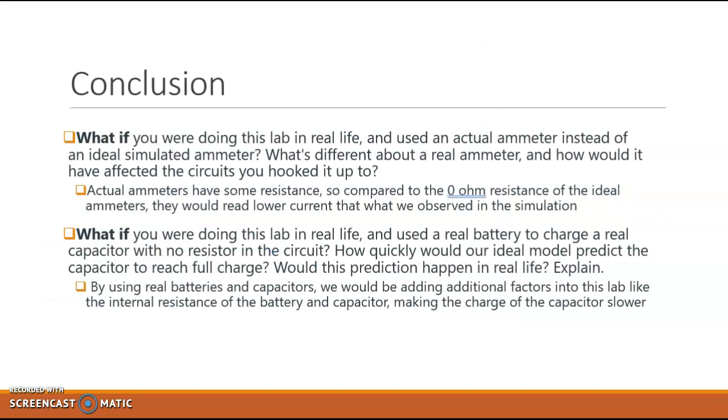To end, if I used a real ammeter, since actual ammeters have some resistance compared to the 0 ohm resistance of my ideal ammeters, they would actually read lower current than what I observed in this simulation. And if we used real batteries and capacitors, we would be adding additional factors into this lab, such as the internal resistance of the battery and capacitor, which makes the charging of the capacitor slower.